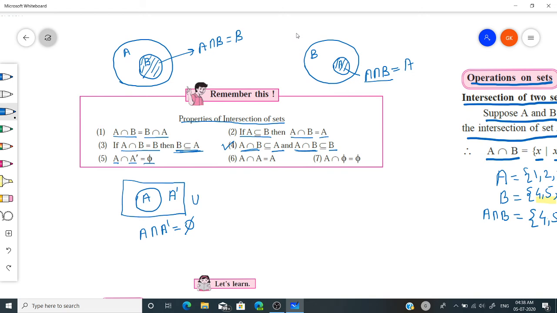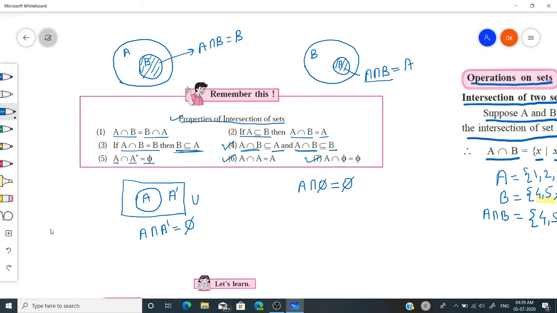Then A intersection A is A. And the last one is A intersection phi set. This is A and the phi set, the null set, so it is equal to the null set, that is phi. A intersection phi set is equal to phi. These are the properties of the intersection of sets.